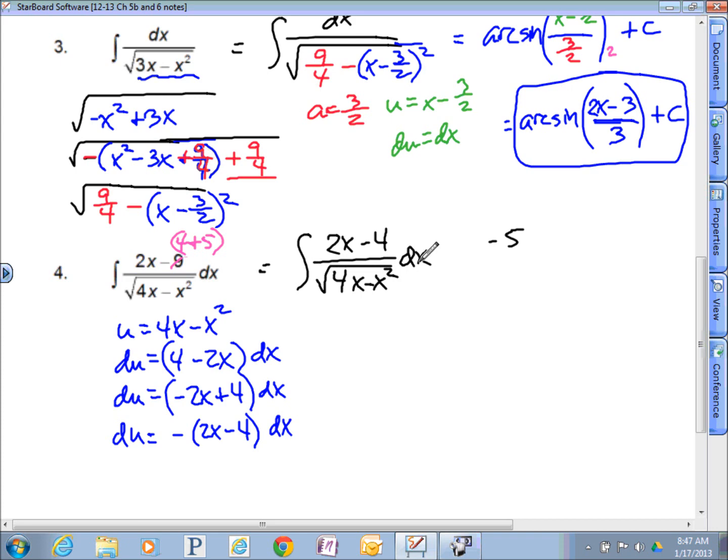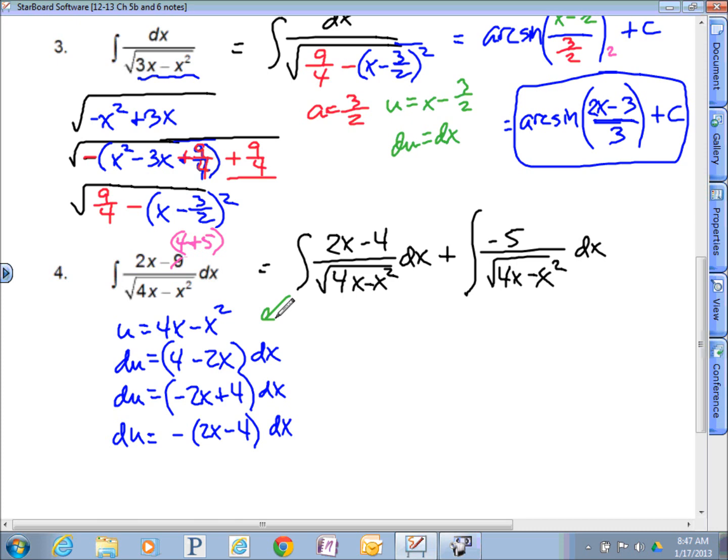Now, the tricky thing is, what happens with the minus 5? Well, the minus 5, that 5 is over the top of a square root of 4x minus x squared. We just created 2 integrals. The first integral, we're going to use everything that's over here. The second integral, and the reason I left this stuff on the screen, is going to look a lot like the one that we did in number 3.